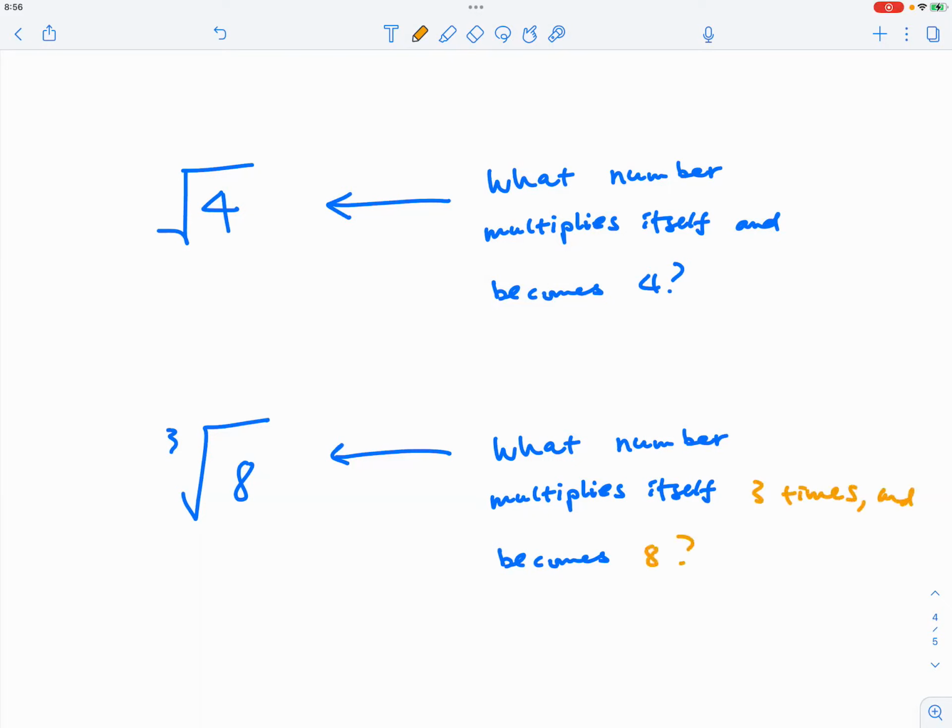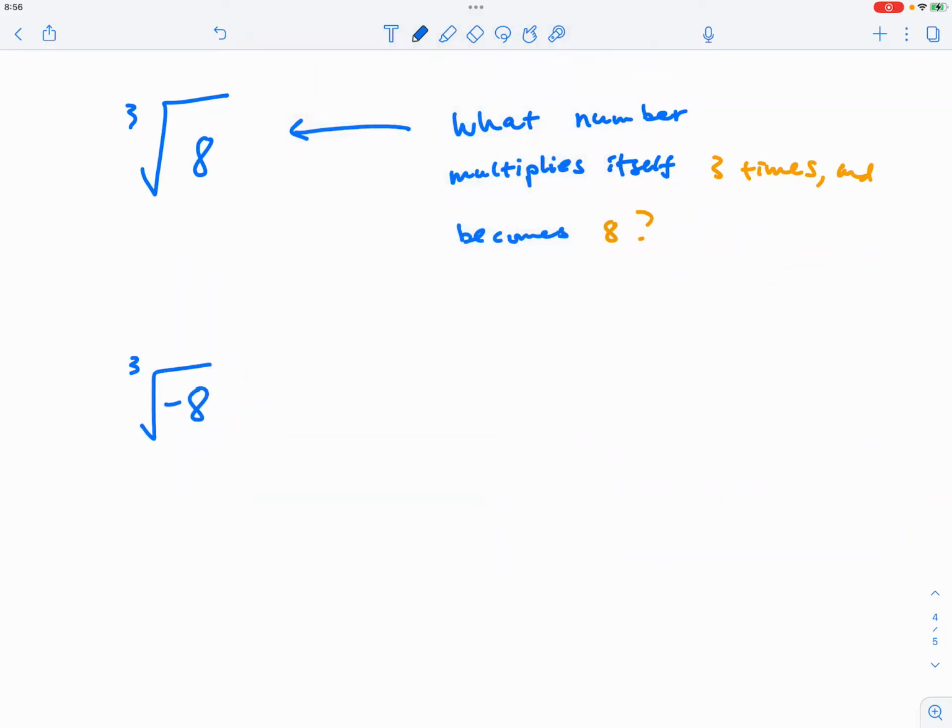And then we say, oh, what about this? Can we ask this question? And we say, sure, what number multiplies itself 3 times and becomes negative 8? Negative 2. So this is the reason why it is okay to have a negative number underneath the cube root, or any root that has an odd number as the index. We call this the index. If it's an odd number, it's cool, it's fine.